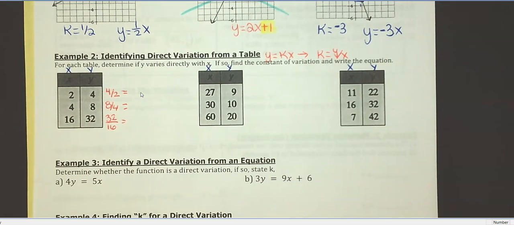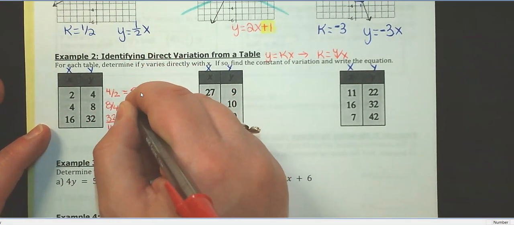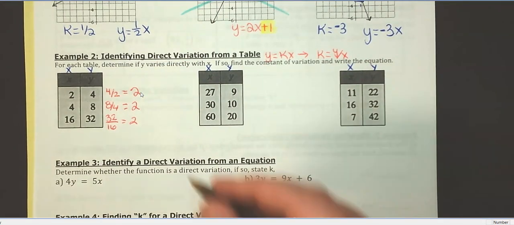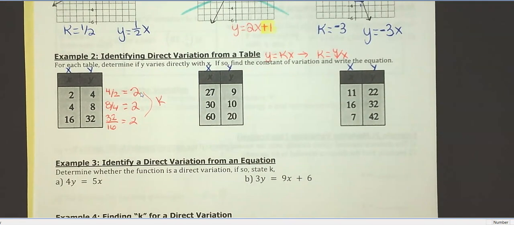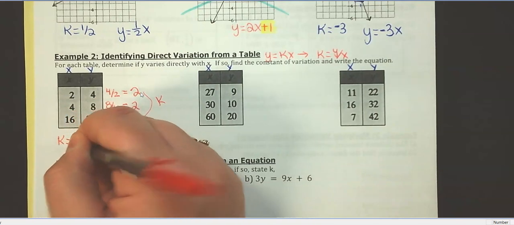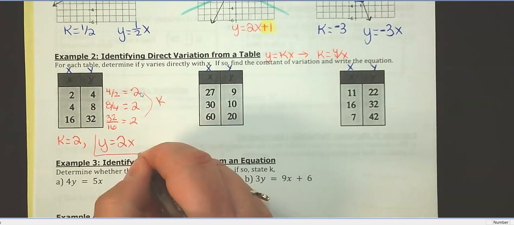So taking the y, divide by x, every single one of those, like 4 divided by 2 is 2, 8 divided by 4 is 2, 32 divided by 16, all these guys are 2. If these are all the same, that is your k value. If one of them's different, then it's just not a direct variation. So if they ask you to write the equation here, the k value is 2. The actual equation would just be y equals 2x.